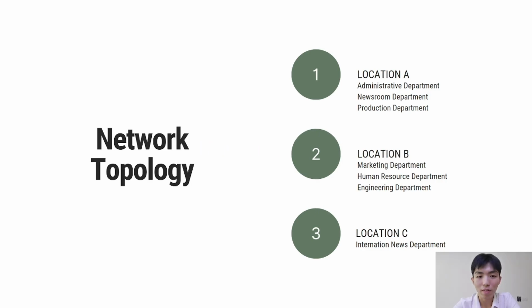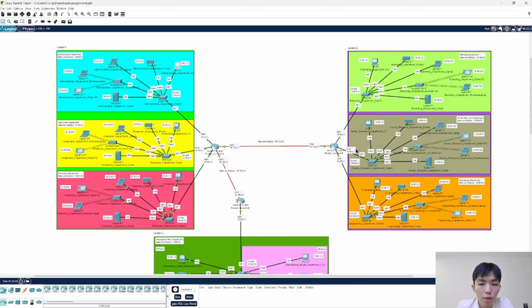Alright, thank you, Peng. Now we are talking about the network topology. For network topology, we are talking about location A, location B, and location C. Now we'll move on to the packet tracer and I will show you our network topology. Now we are in the packet tracer. You can see we have 3 locations: location A with the location A router, location B with the location B router, and location C with the location C router.